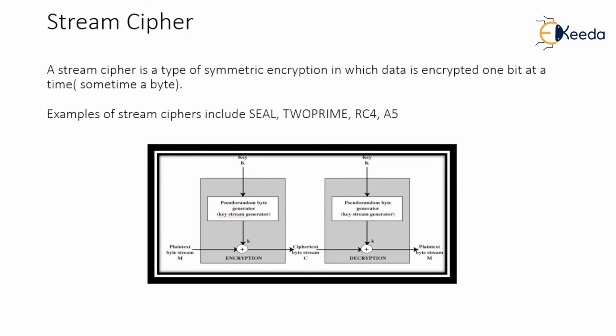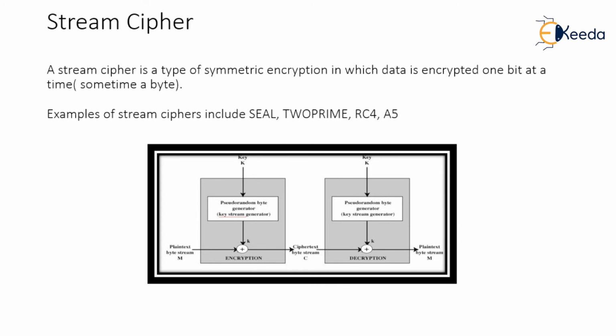Then the ciphertext gets created, and when it is received at the receiver's end, again the same process of decryption takes place, wherein again the pseudo random byte generators, that is nothing but key stream generators, are used to decrypt the ciphertext bit by bit into the plain text.